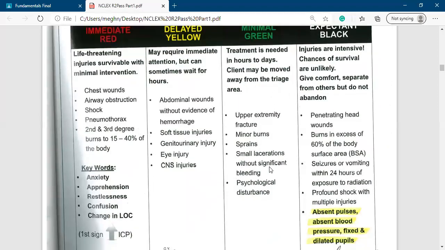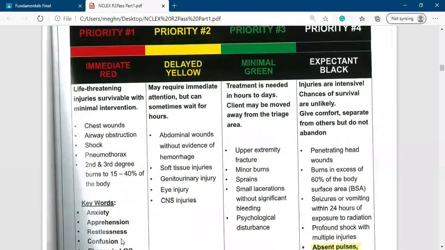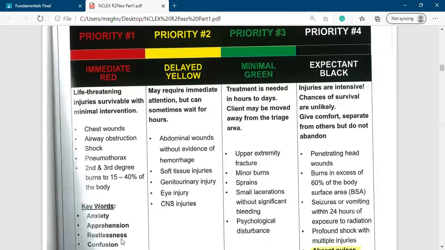An example of class 3 or green tag is upper extremity fracture, meaning your two hands broken, minor burn, minor, not major, meaning the percentage of the burn is small, or small laceration, or some psychological disturbance. This is the green or class 3.